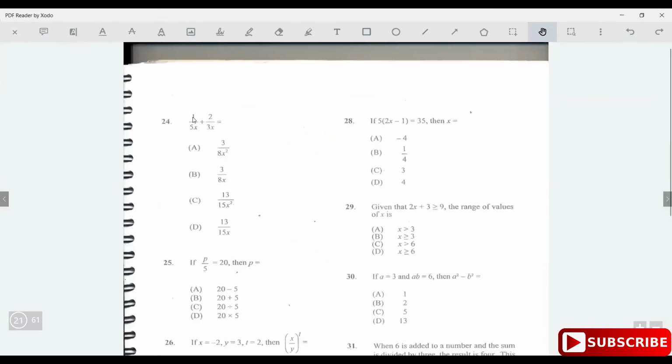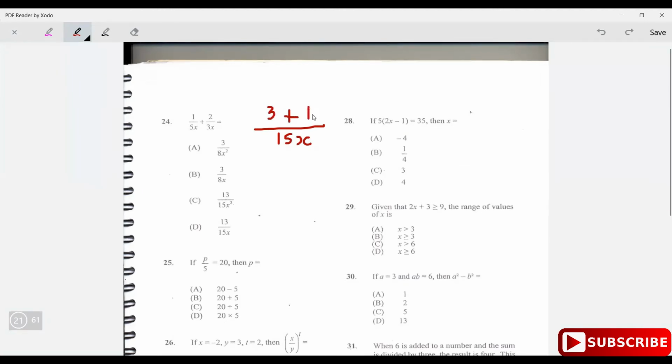Question 24. 1 over 5x plus 2 over 3x. We have to find the LCM. The LCM of 3x and 5x is 15x. 5x into 15x goes 3 times, plus 3x into 15x goes 5 times, and 5 times 2 is 10. 10 plus 3 is 13, so it's 13 over 15x, which is option D.